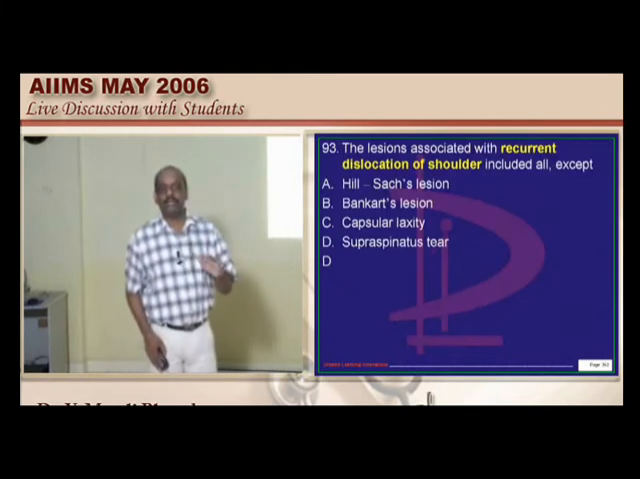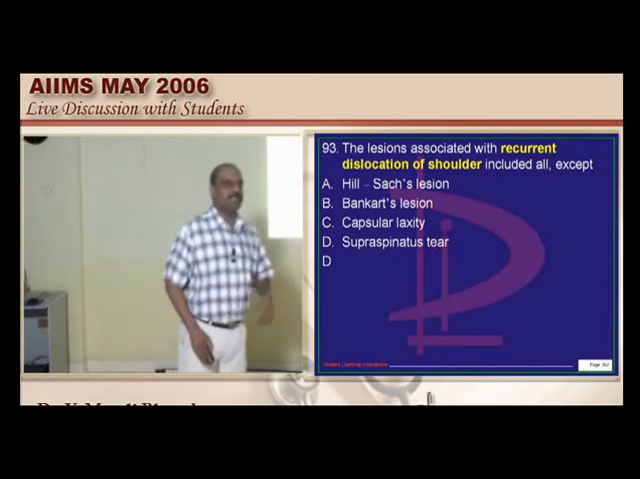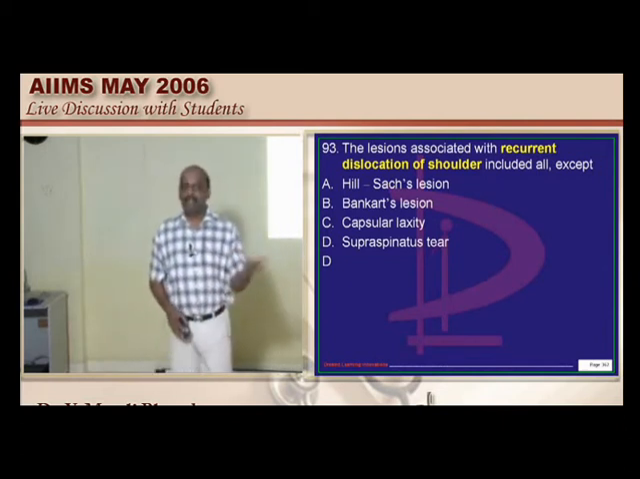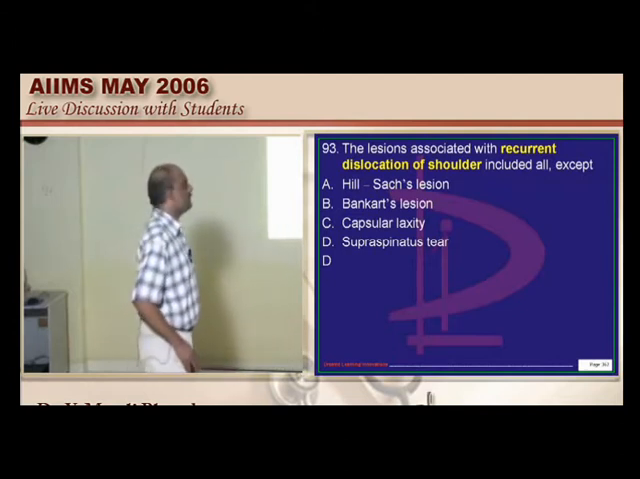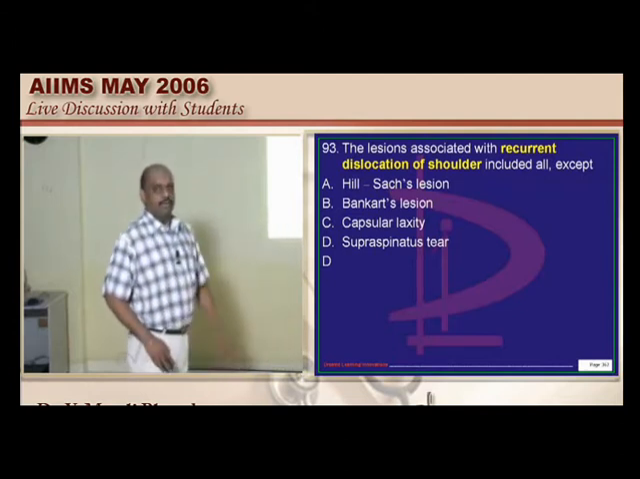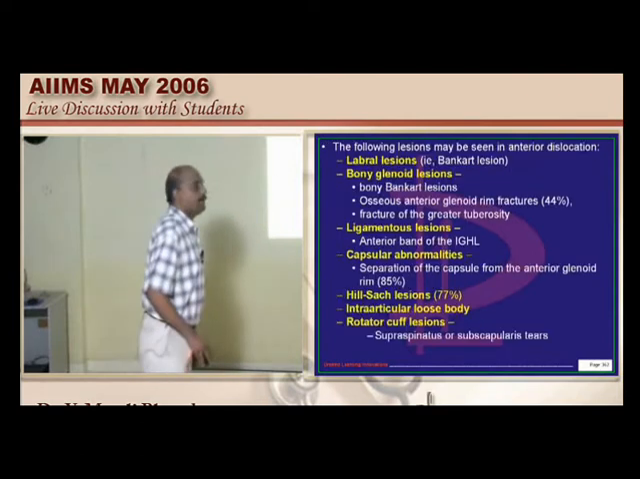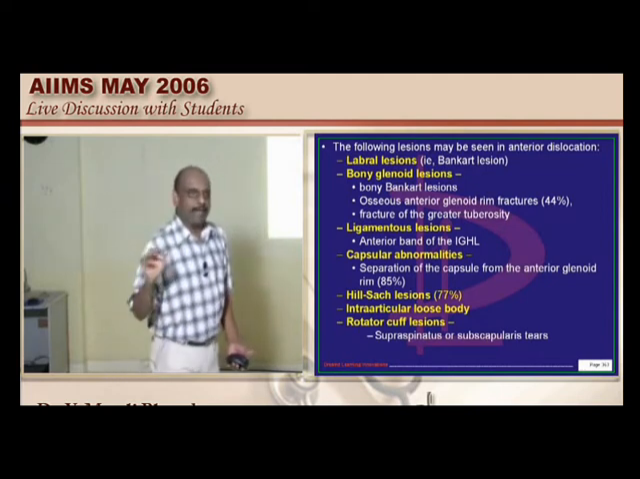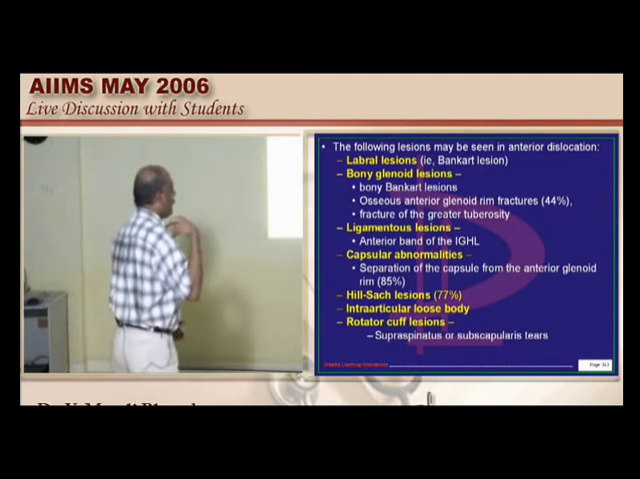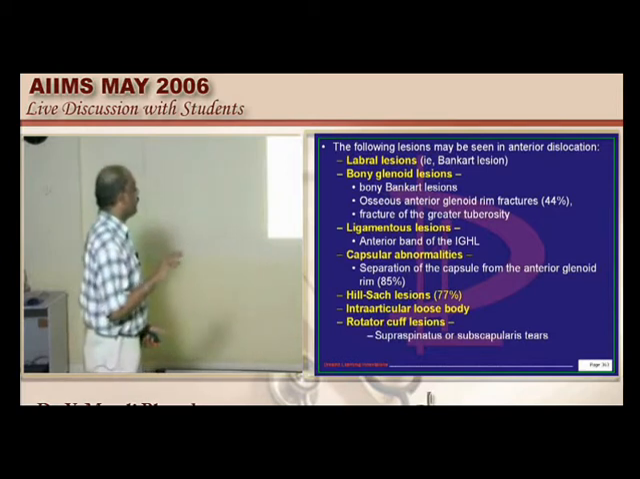Recurrent dislocation of the shoulder. What are the important lesions that you are expected to see? We already discussed this question in the orthopedics previous 7 years of AIIMS discussion. N number of times this question has arisen. Typically, doctor, there can be a problem with the labrum, that's called the Bankart's lesion. There can be a problem with the bony glenoid, which can lead to recurrent dislocation of the shoulder.